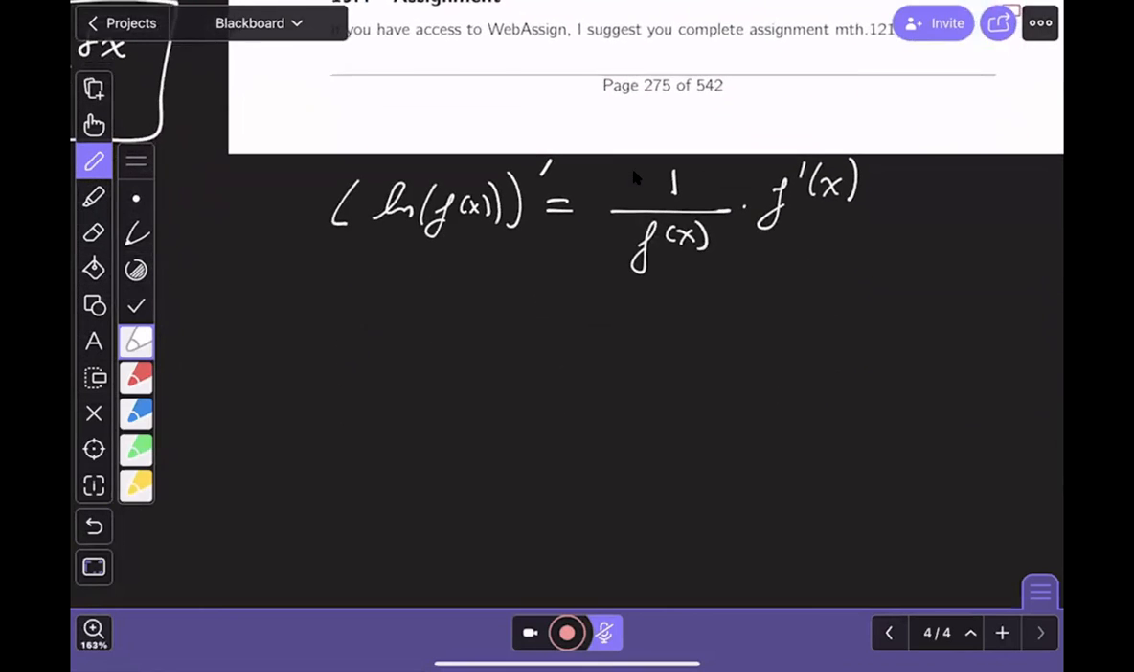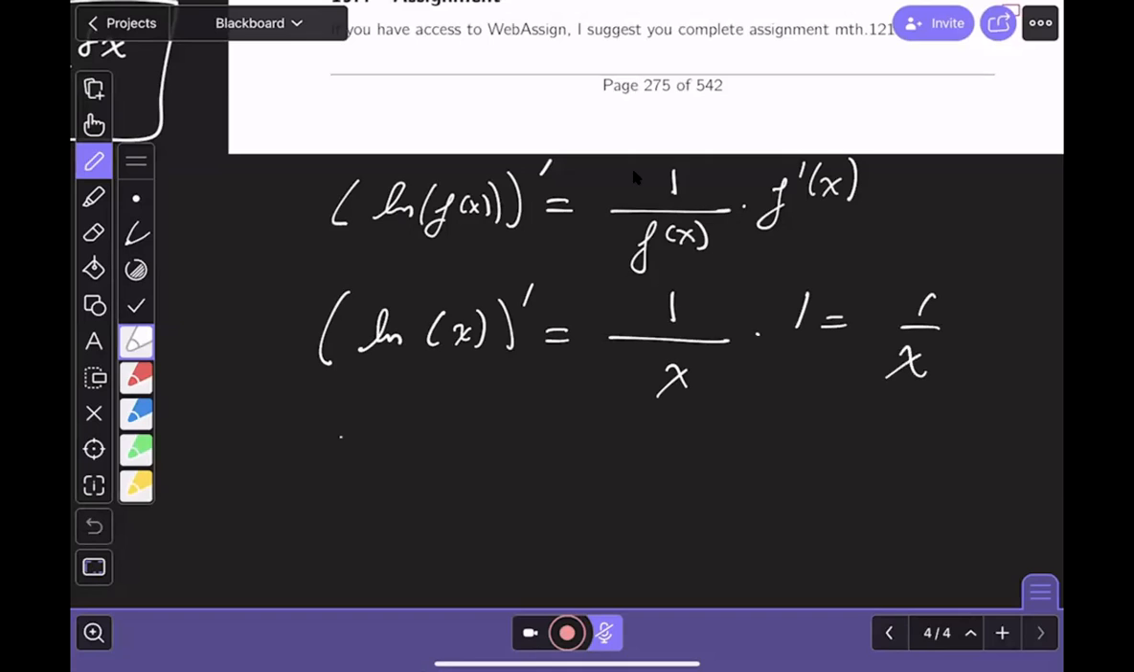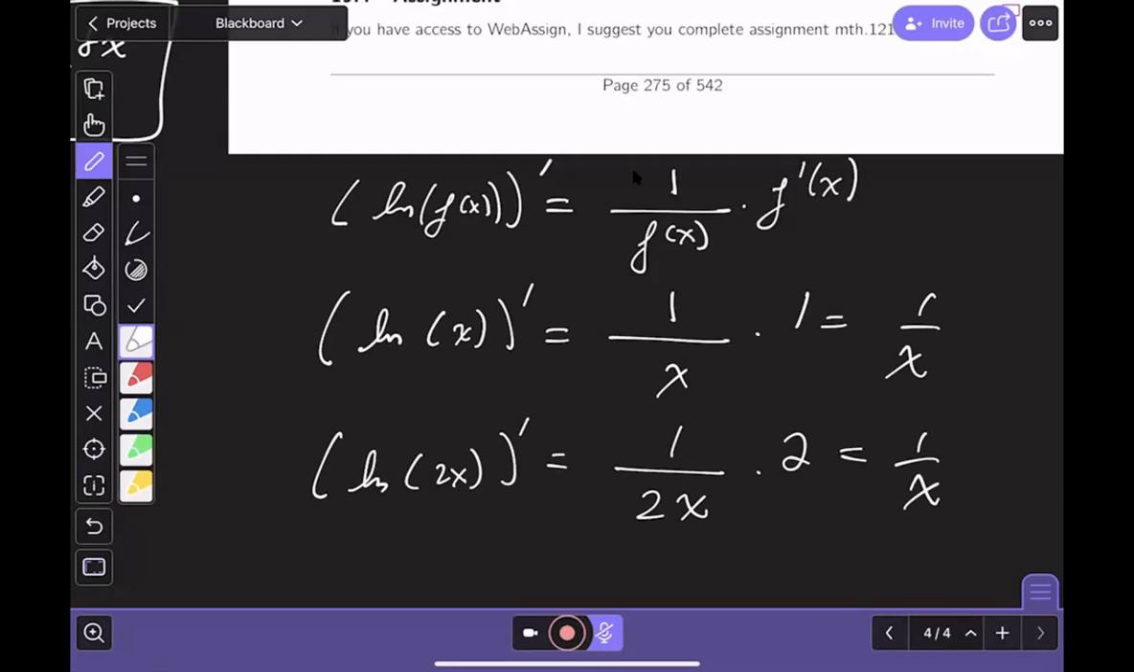So let's use that, see if we can do it, and let's write this over here. So natural log, the argument's x, its derivative. What's it going to be? 1 over the function, which is x, times the derivative of x, which is 1, which is 1 over x. Next up is natural log of 2x. We're using the formula now. What's that going to be? 1 over twice the argument, times the derivative of the argument, which is derivative of 2x, which is going to be 2. You still get 1 over x. All right, so we verified what they said.